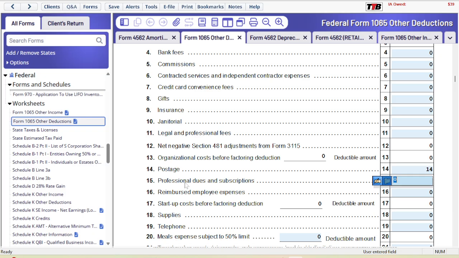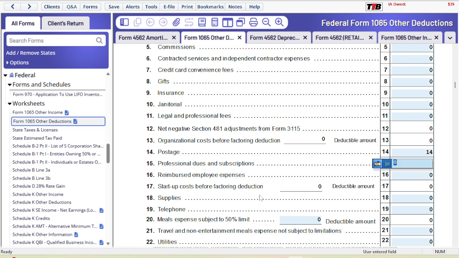If you have professional dues and subscriptions that your business is paying for your profession and your role in the business, you can put it there. Reimburse employee expenses: if you are working in your business and there are some expenses that you get reimbursed for, do that under an accountable plan so that you can claim it here as reimbursed employee expense.